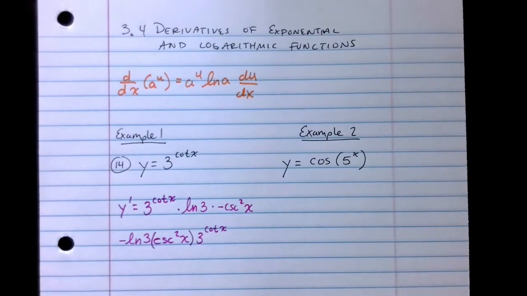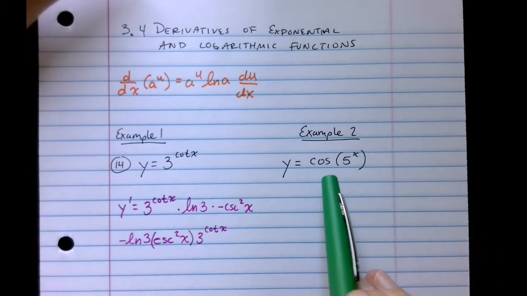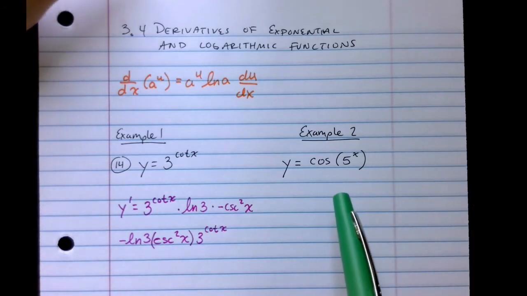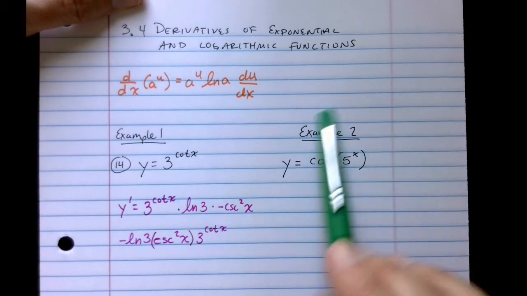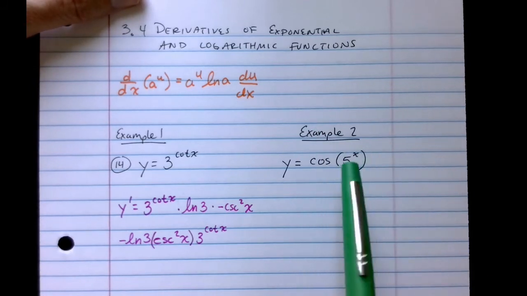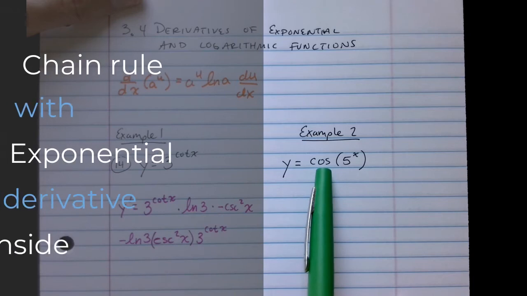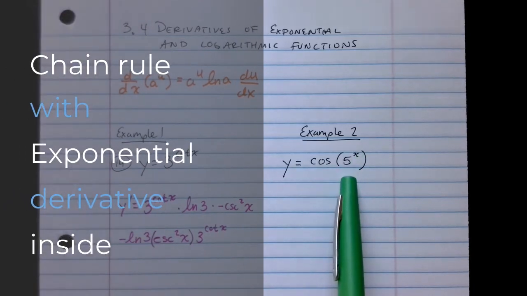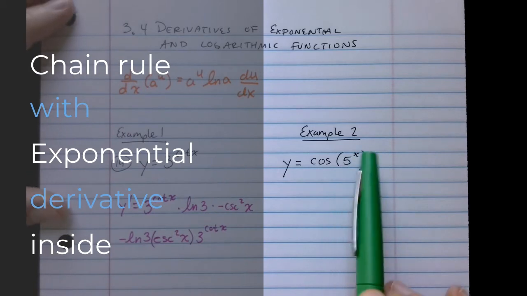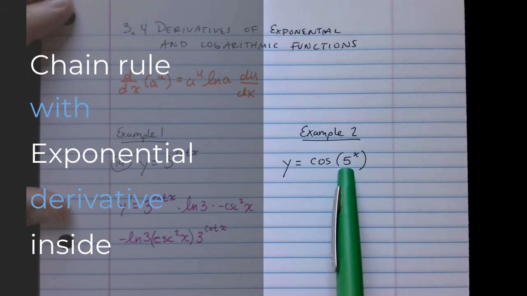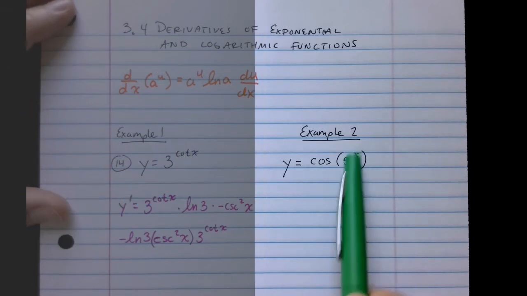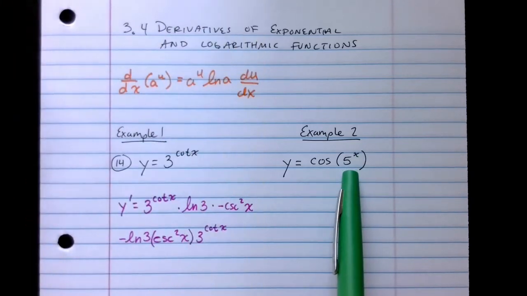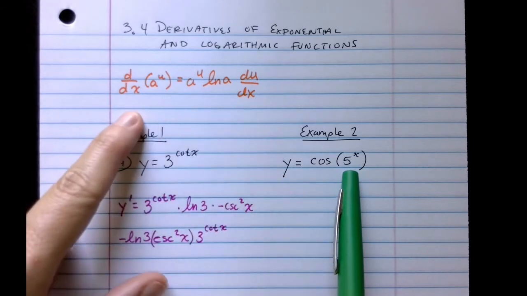Let's look at another example. Example 2. Now in this particular case, you may be wondering, but Stevenson, there's no exponential function here. But let's look at this structure. This is a cosine function on the outside, but inside it has that exponential function. So we're going to use chain rule here: the derivative of the outside function with the inside left alone times the derivative of the inside function. When we do the derivative of this inside function, because it's exponential, we have to use our new rule.